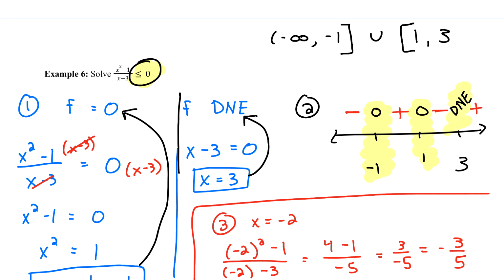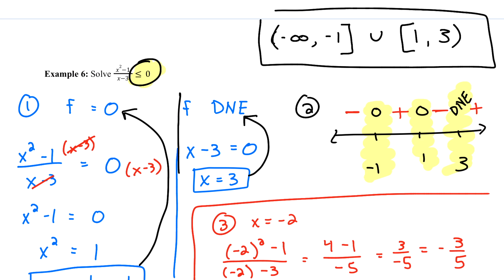But over here at 3, we said the function does not exist. Saying that the function does not exist is different than saying that the function is equal to 0. So that means I need to use parentheses around 3. So here is my solution set. I have -infinity to -1. -1 is included. Union 1 to 3. 1 is included. 3 is not.